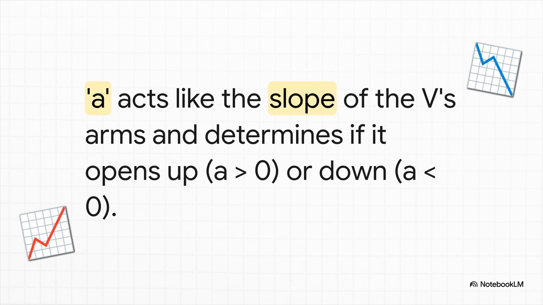This one's a multitasker. First, it kind of acts like the slope for the two arms of the V. A bigger A makes the V steeper and skinnier. A smaller A makes it wider. And second, if A is negative, it just flips the whole graph upside down so the V opens downwards.